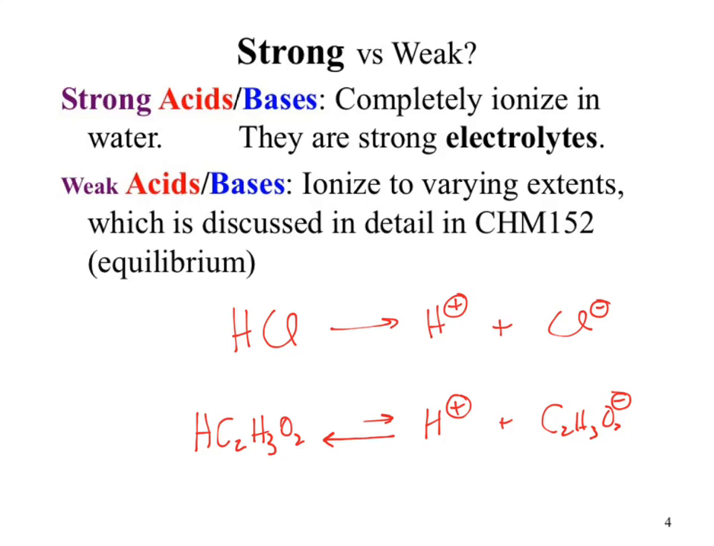Okay? So now the fun part. How do we know the difference? I've got two solutions. Anybody know the color of HCl? Clear. Color of acetic acid? Clear. We've got two very clear solutions. How do we tell the difference?